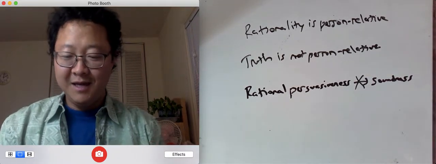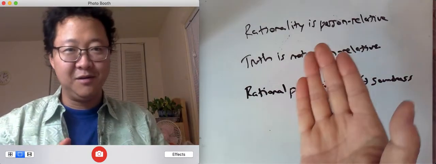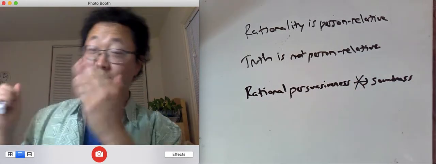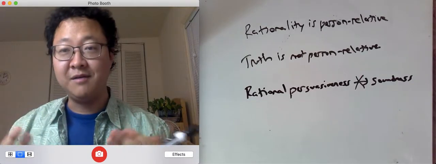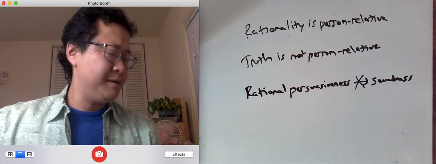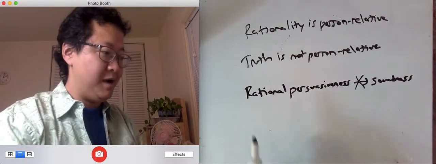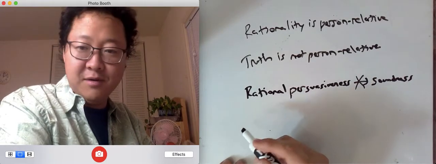Okay, and the way to see this is kind of connected to the earlier point about how rationality is person relative, truth is not. Early in the semester, we learned that there can be true propositions that we don't have good evidence for. So here's an example of a rationally persuasive argument that's not sound. Okay, and it'll go like this.